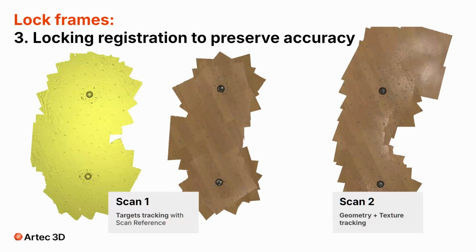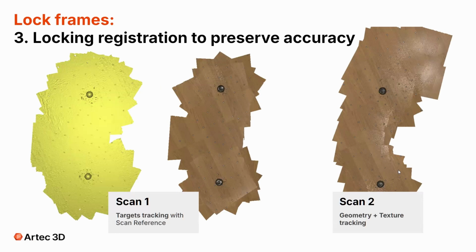In this example, we are looking at how to share accuracy between scans. On the left, we have Scan 1, which is our high accuracy foundation captured using targets and scan reference. And I've provided 2 views here, one in geometry mode and one with texture, so you can see the markers clearly. On the right is Scan 2.